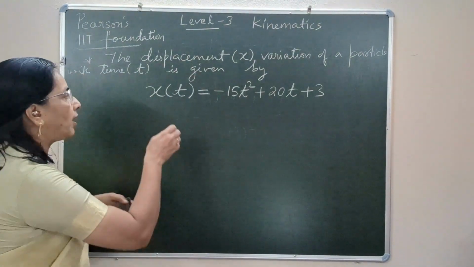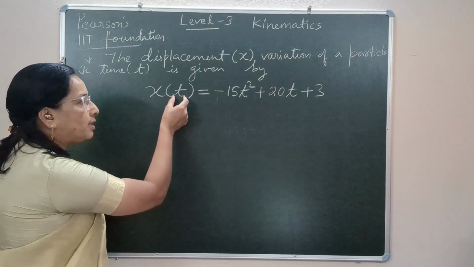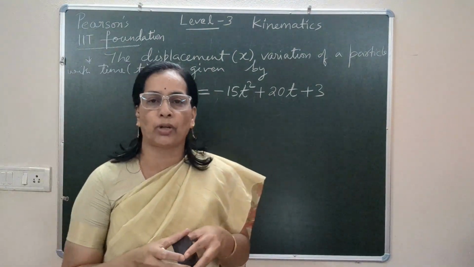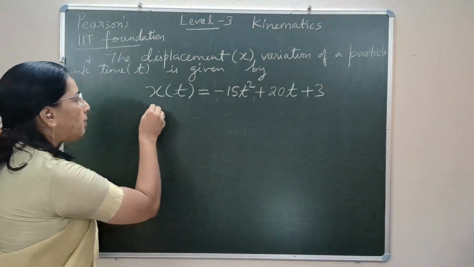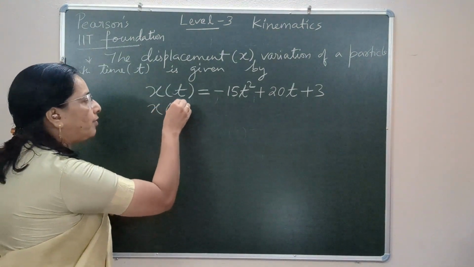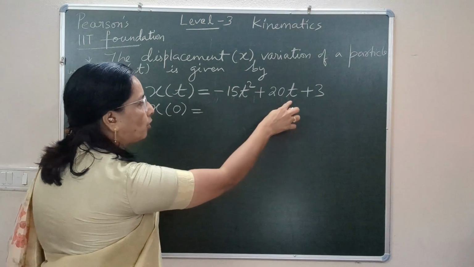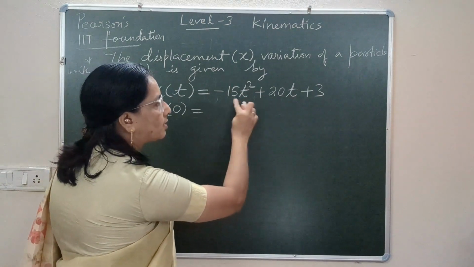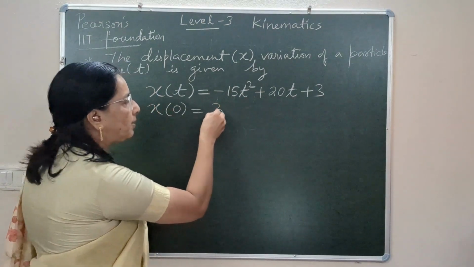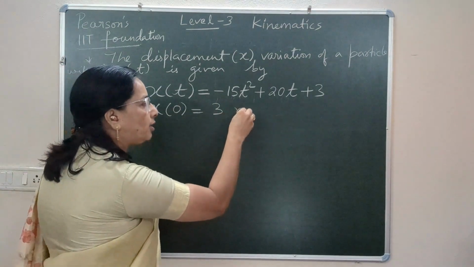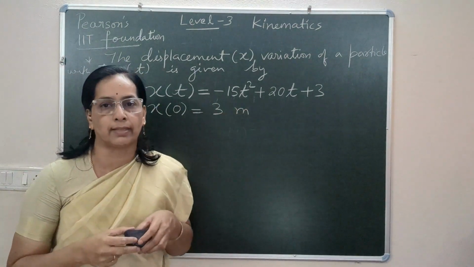So first let us find the displacement of the body at 0 seconds, followed by the displacement at 6 seconds. Displacement at 0 seconds means wherever you see time, there you plug in 0. So if you put 0 here, these terms turn 0. So displacement at 0 seconds is 3 units. I am writing it as 3 meters.